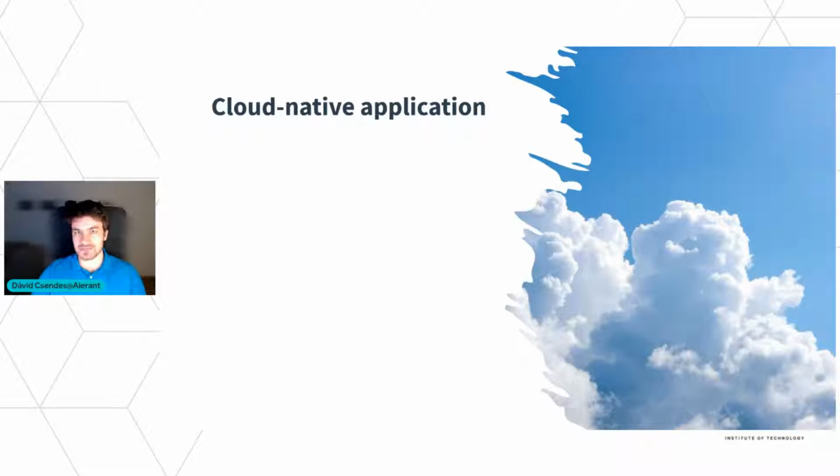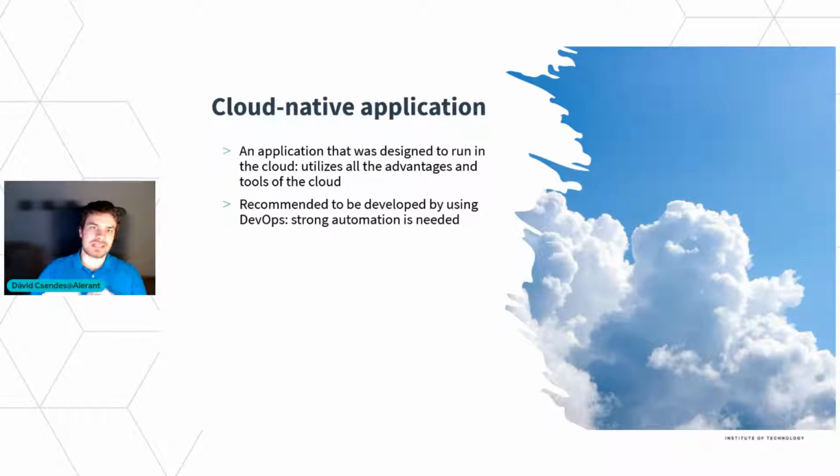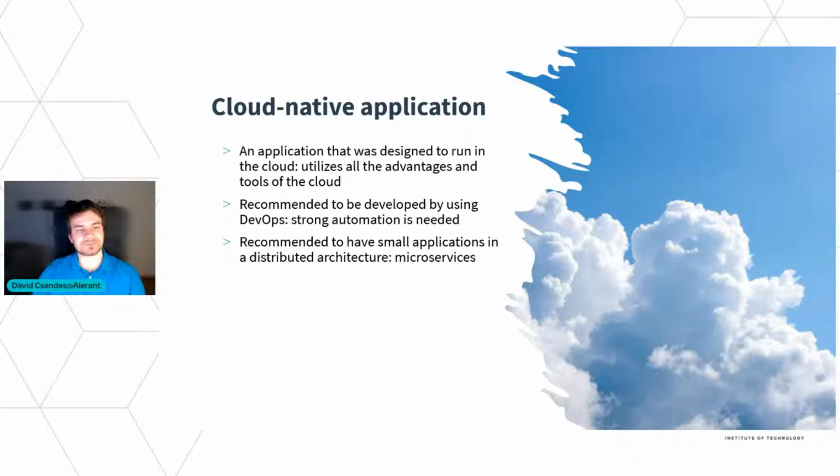And then we have the cloud-native applications. Now, a cloud-native application is an application that was designed to run in the cloud, utilizing all the advantages and all the tools that can be found in the cloud. Now, it is not necessary to use this or create them with DevOps, but it is recommended at least, because we can use stronger automation. We see that DevOps is really good with the cloud and so on.